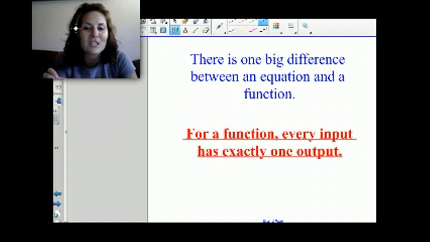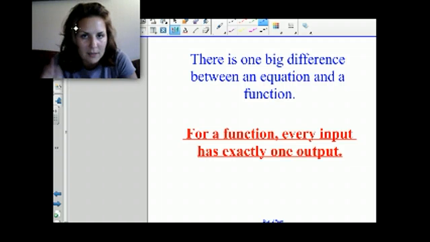A function: for every input, there is exactly one output. Pause this video and write that down in big, bold letters. Every input has exactly one output. So every time you put in an x, you better get the exact same y.